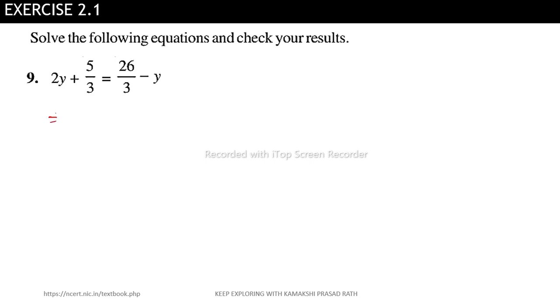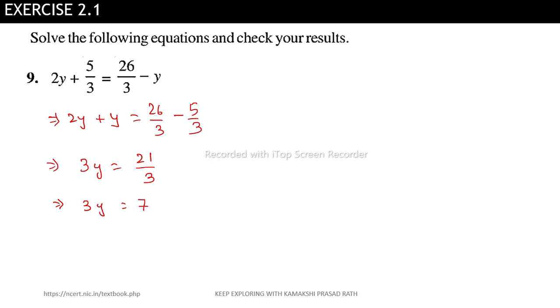Same type of question. Variables on the left side. So minus y is on the right. We have to bring it to the left. So y is subtracted on the right side, it will be added on the left side. So 2y plus y. Numbers we want on the right side, not on the left side. So 26 by 3 minus 5 by 3. Simple solution: 2y plus y becomes 3y. So 26 by 3 minus 5 by 3 is a simple like fraction. So 26 minus 5, we get 21 by 3. So 21 by 3 is nothing but 7. Now 3y is equal to 7. So y can be written as 7 by 3.